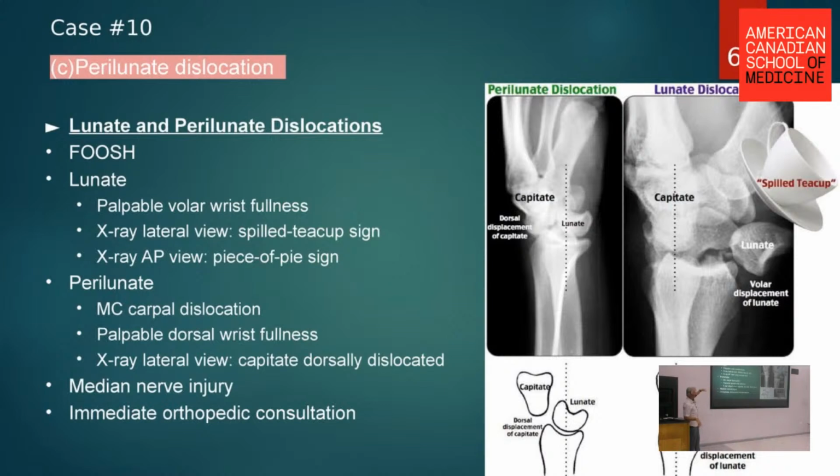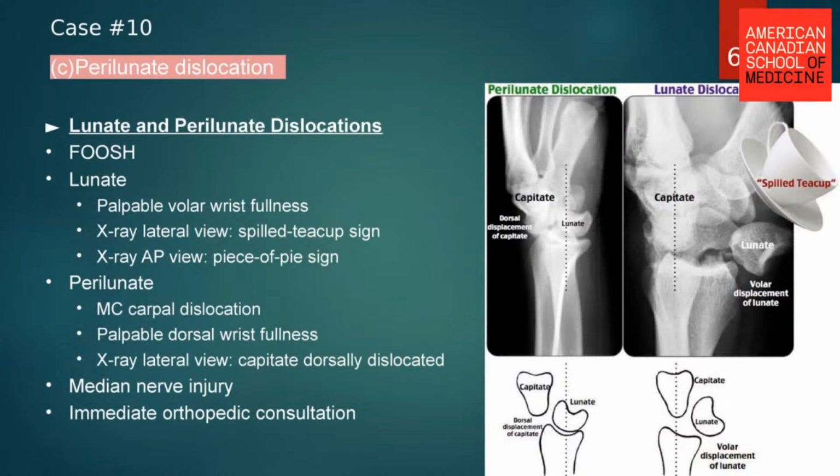again, it's whoosh, fall on an outstretched hand. Wrist fullness, lateral view shows a spilled teacup. So you can see here, this is the lunate bone. The lunate should look like this. If it turns like this, that's a lunate dislocation.